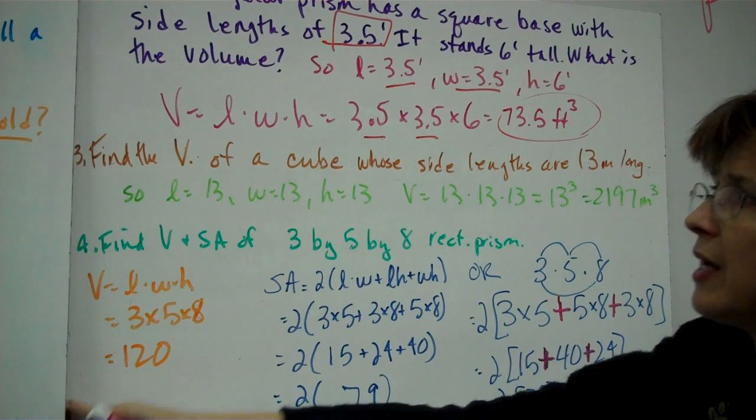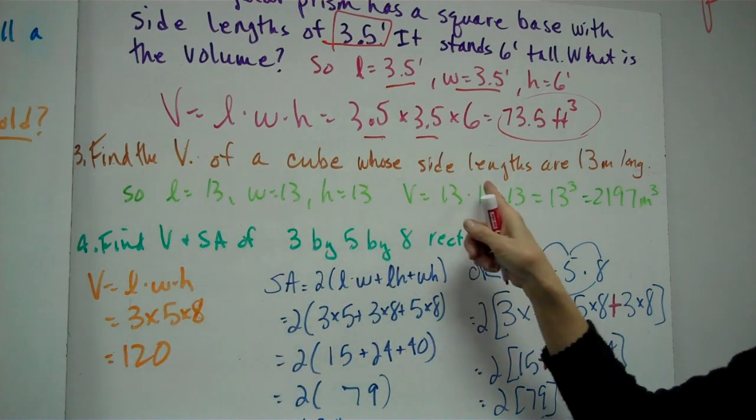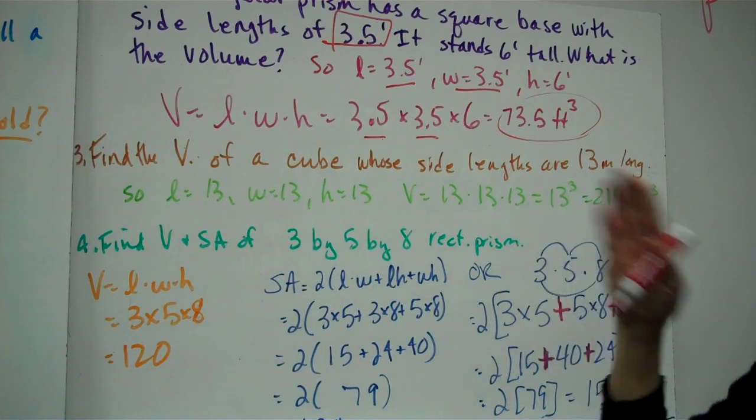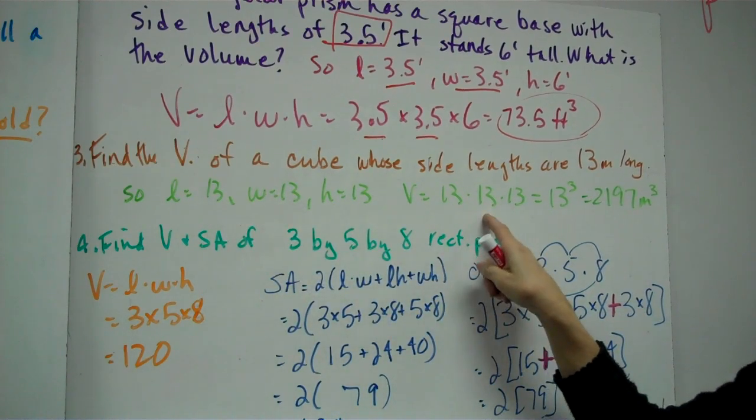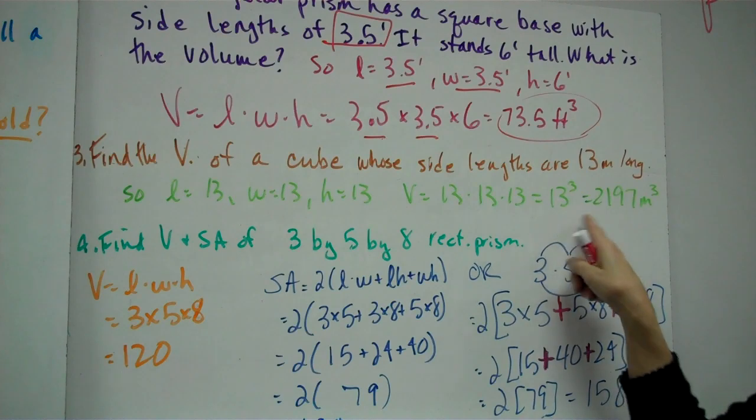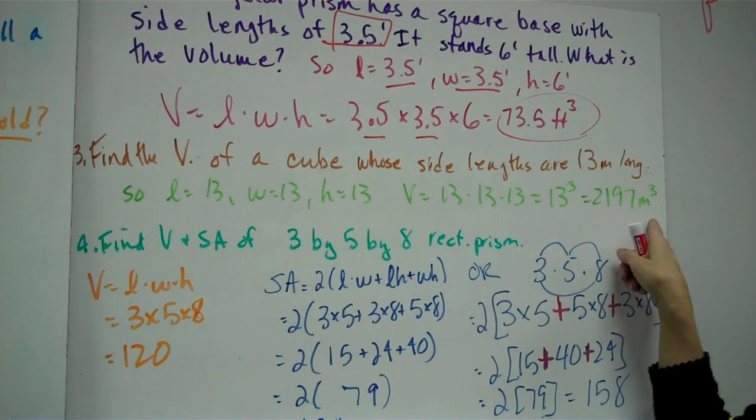Okay, the next example: find the volume of a cube whose side lengths are 13. In other words, you have a cube where everything is the same, the length, the width, and the height are all 13. We just go 13 times 13 times 13, or 13 cubed, and that would give you that big old number.